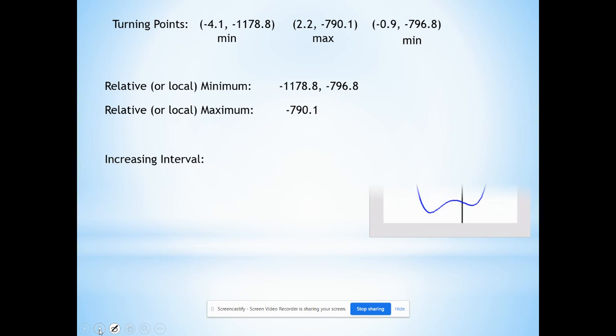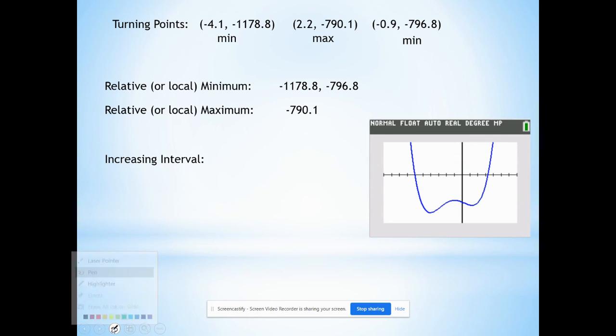My increasing intervals, well, let's take a look at our graph. So now my graph is increasing from here to here. It's increasing in this section right here, but then it's also increasing in this section up here. So this section is going from my first turning point to my second turning point. So from negative 4.1 to 2.2. But then my last one is starting at negative 0.9, but going to positive infinity. Remember, these are x values.